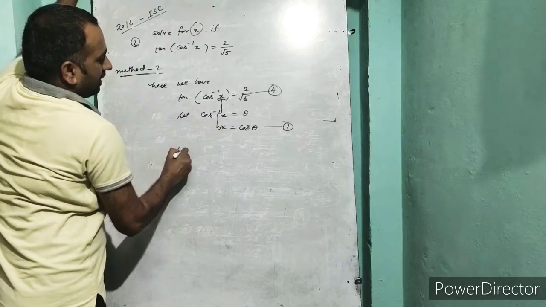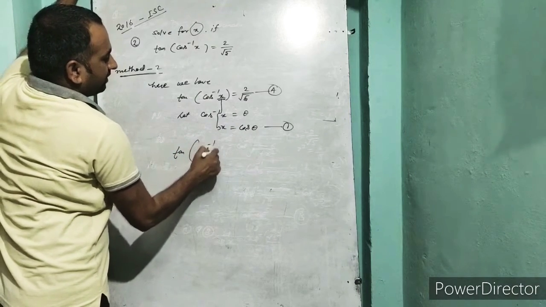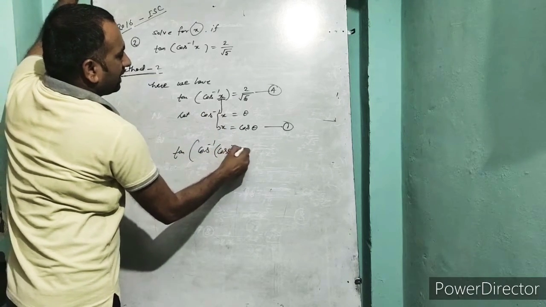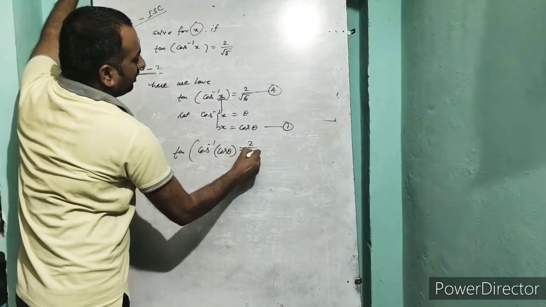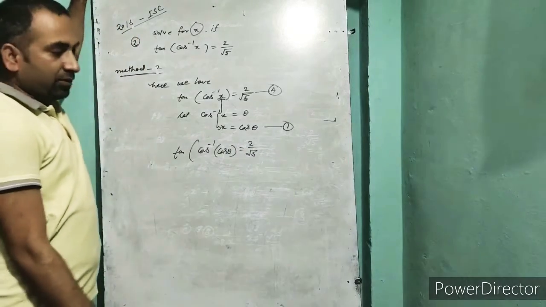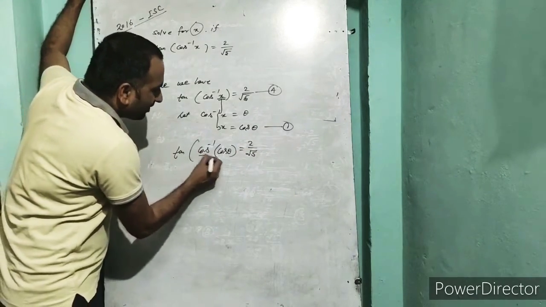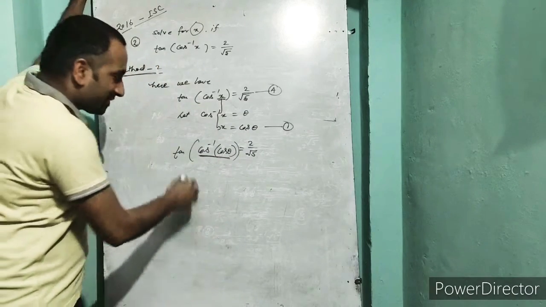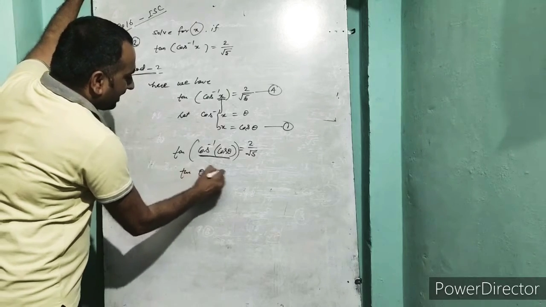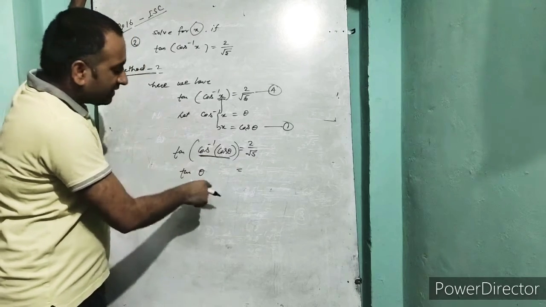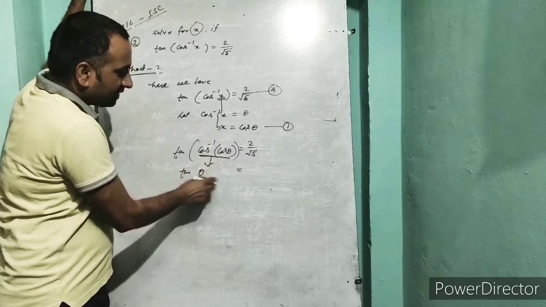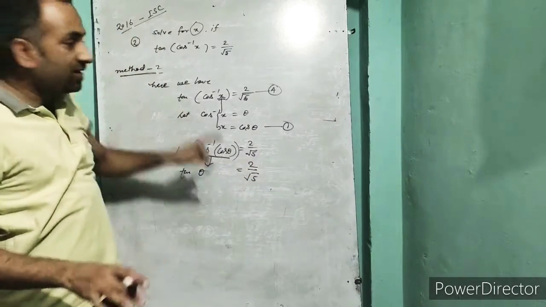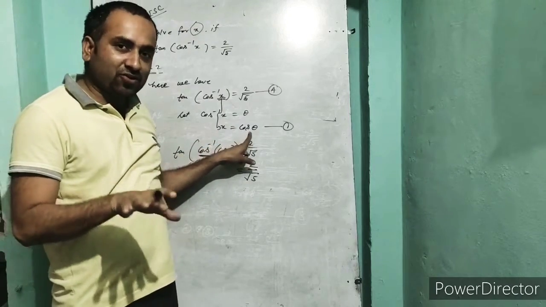So this is tan of cos inverse of x, which is cos theta, equal to 2 upon root 5. Can you tell me cos inverse of cos theta is what? It's theta. See my concept. So tan theta is equal to 2 upon root 5, and we have to find out only cos theta.